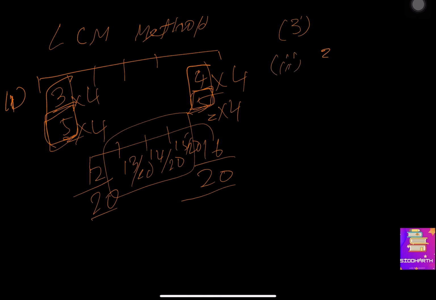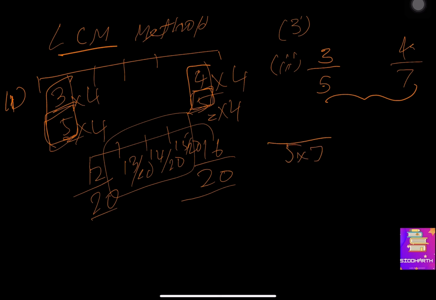Say 3 by 5 and 4 by 7. In this case you will take the LCM. You will multiply 5 and 7. Yes, 3 into 7 and 4 into 5. 5 7s are nothing but 35. 3 7s are 21 and 4 5s are 20. Right? So now this is the thing.